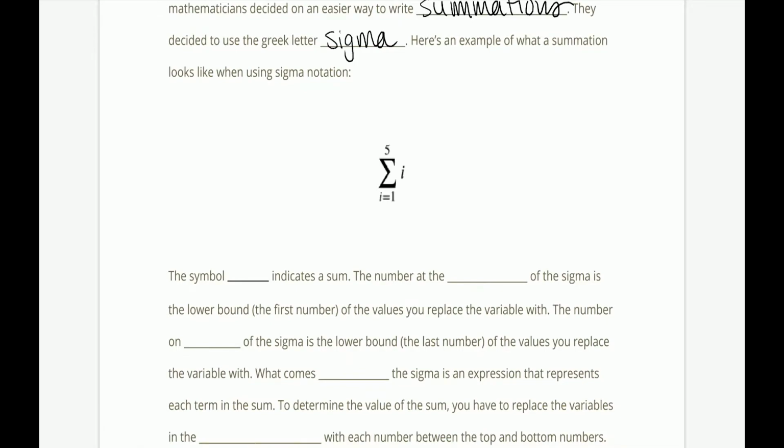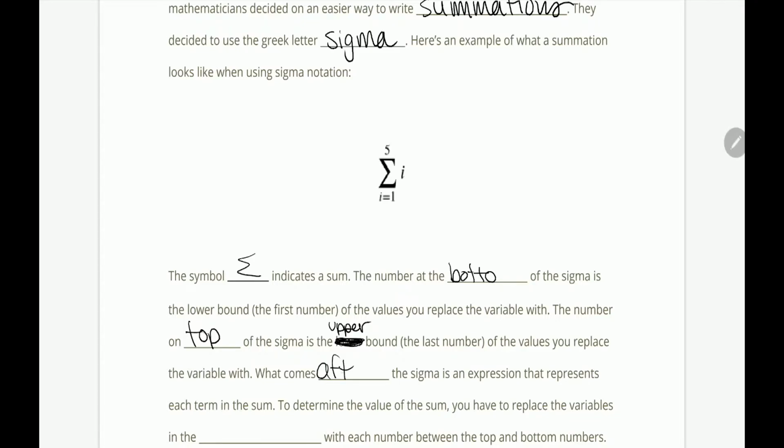You see there's some numbers on there that you're not really sure what to do with. Well, the symbol sigma indicates a sum, or adding things together. The number at the bottom of the sigma is the lower bound, or the first number of the values that you're going to replace the variable with. And the number on top is the upper bound, the last number that you replace. Make sure this is fixed if it isn't already fixed on your PDF or your copy.